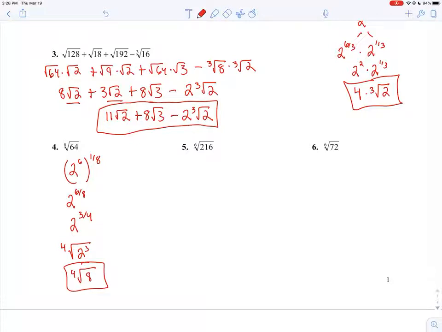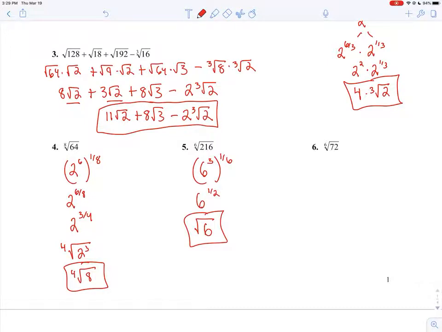If we think about 216, we can rewrite as what? That's going to be 6 to the 3rd. So we have 6 to the 3rd to the 1/6. So we can simplify that as just 6 to the 1/2, which is just going to become rad 6. So not too bad there.